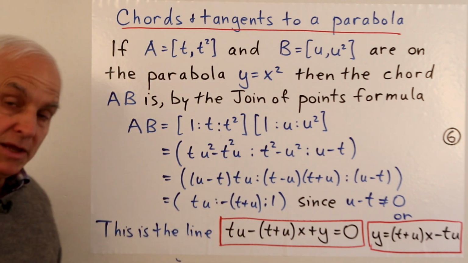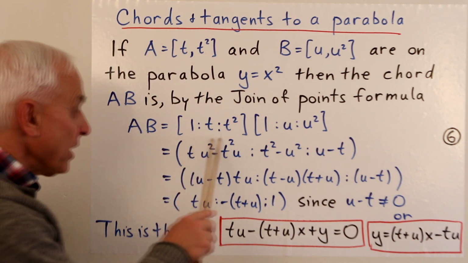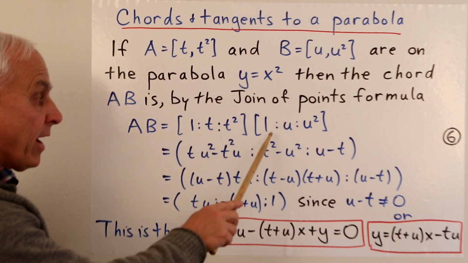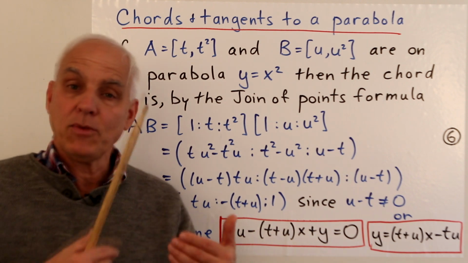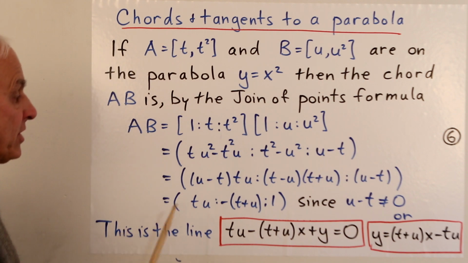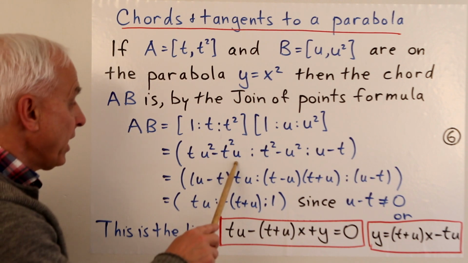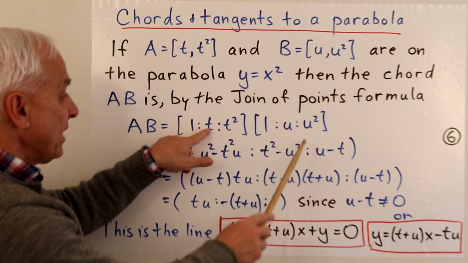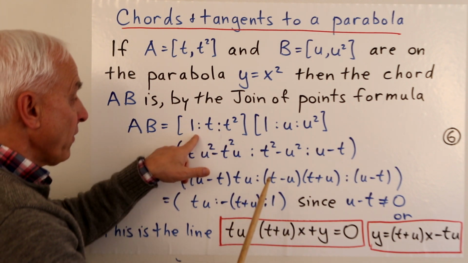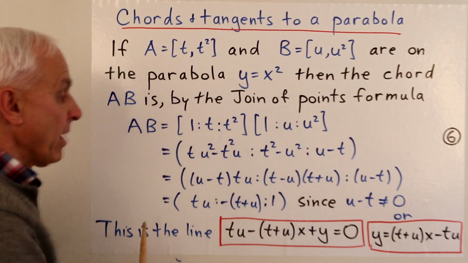And now the chord AB we can calculate by using the join of points formula. So we write down the projective coordinates for both A and B. So there's A in projective coordinates, and there's B in projective coordinates. And then we use this sort of cross product idea to take the cross product of these vectors to get the coordinates of the line joining them. So the first coordinate here is obtained from the second and third entries, tu squared minus t squared u. The second entry is obtained from the third and first entries, t squared times 1 minus 1 times u squared, so that's t squared minus u squared.